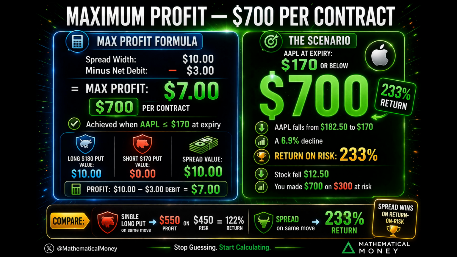The maximum is capped because the short 170 put begins offsetting further gains. The shape, a flat loss zone on the right, a rising ramp between the strikes, and a flat profit ceiling on the left. The mirror image of the bull call spread diagram.